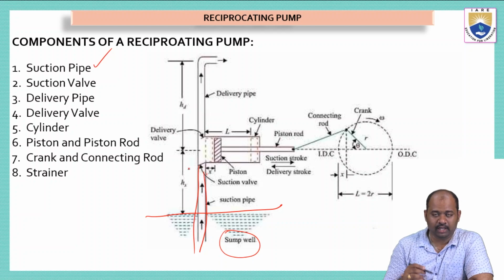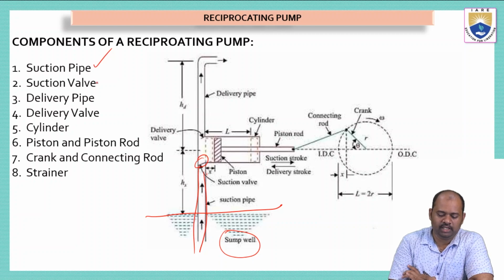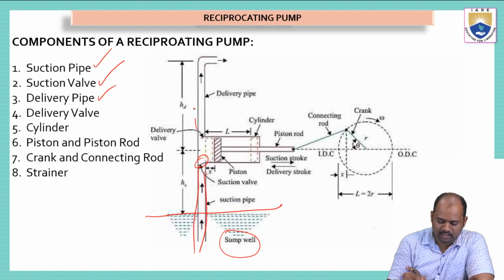And at the end of the suction pipe, we have a valve. This is a valve which is used to open and close. Okay, depending on the situation, it will open so that water will enter into the cylinder, and when it closes, water cannot enter. So this is a suction valve. And then the delivery pipe. This is the delivery pipe.